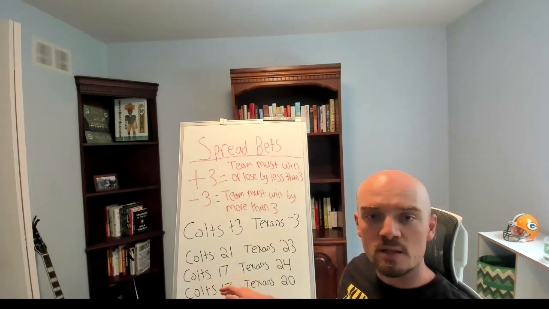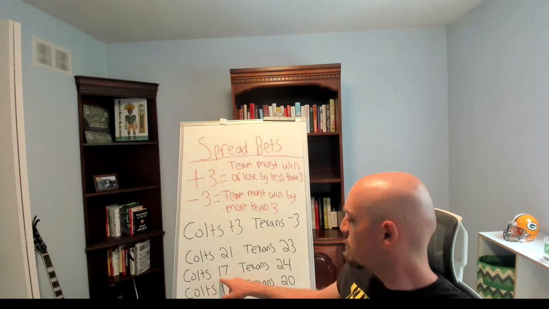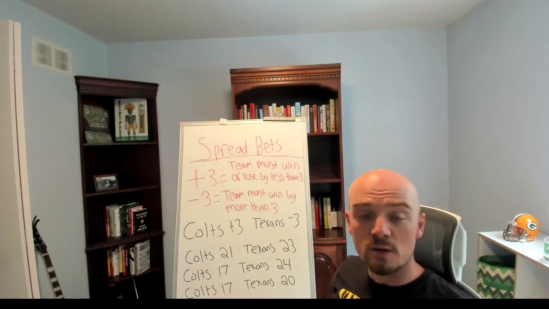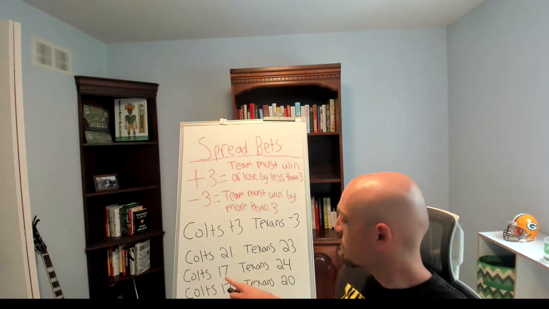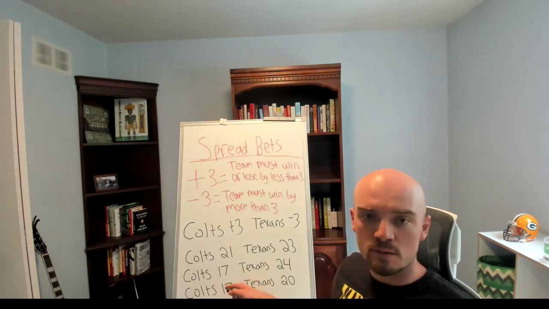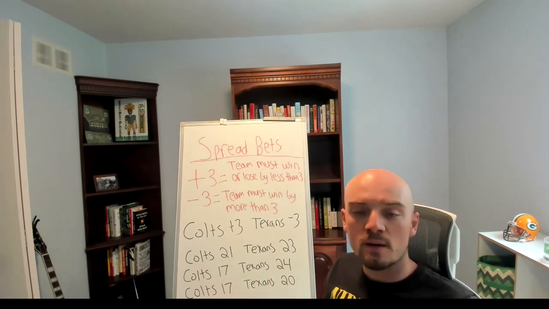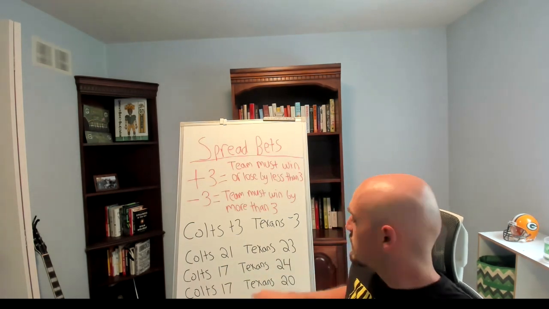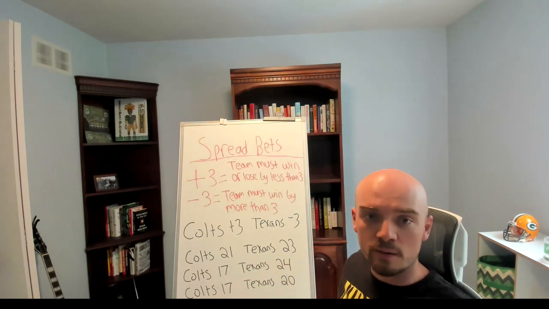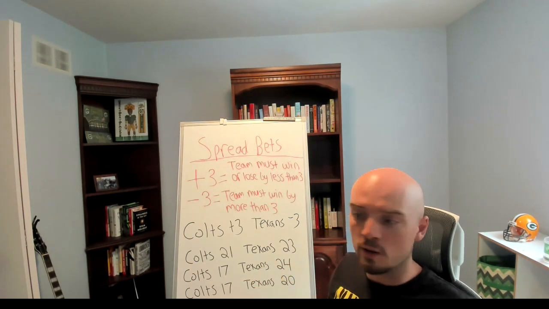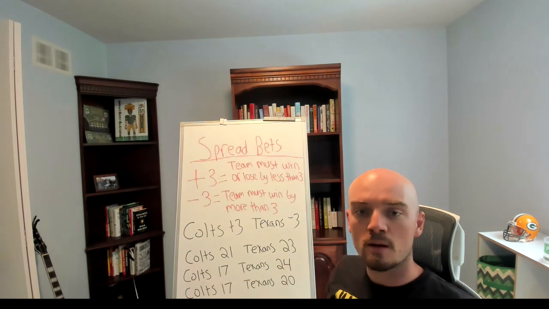In the second scenario here, you have the Colts losing 17-24. So in this scenario, if you bet on the Colts plus 3, you'd lose your bet because 17 plus 3 is 20. The Texans scored 24. And on the reverse of that, if you bet the Texans minus 3, you'd win your bet because 24 minus 3 is 21, which is more than 17.